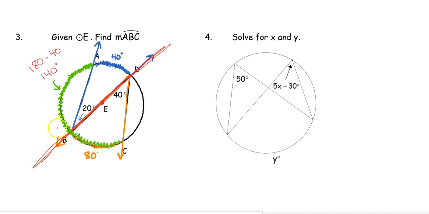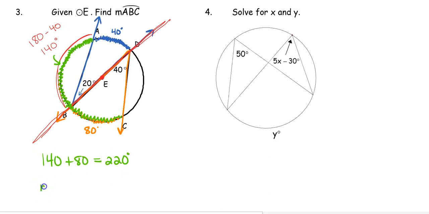I can find that this part of the arc is going to be 140. So that major arc from A to B, AB is 140, and then BC plus 80 is going to give us 220. So that big arc, that major arc that we were looking for, the measure of arc ABC, is 220 degrees.